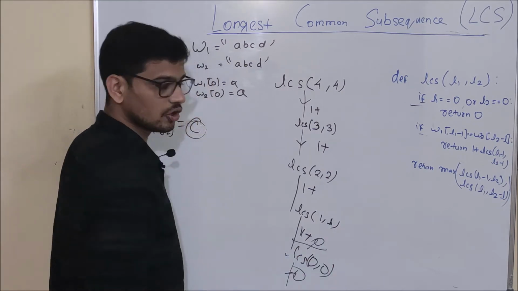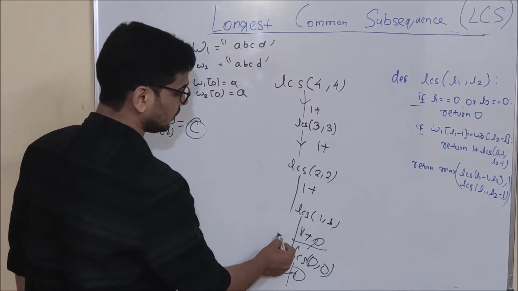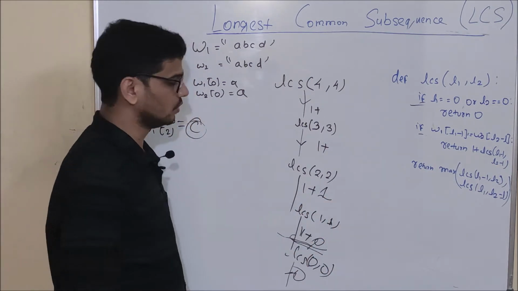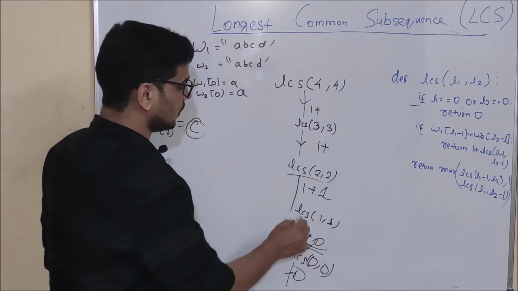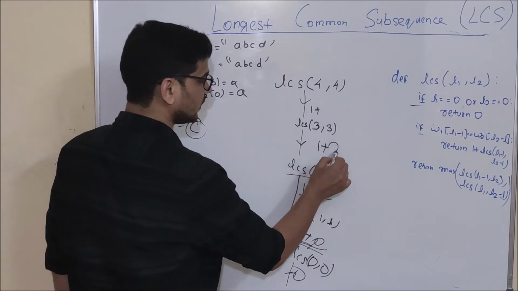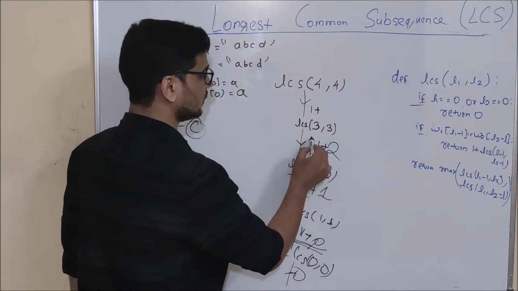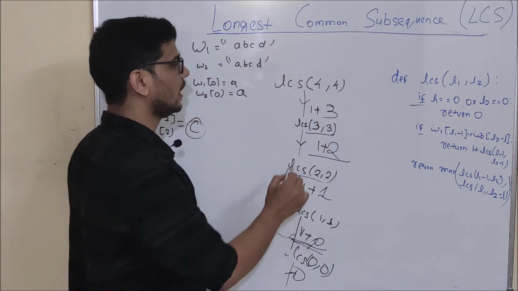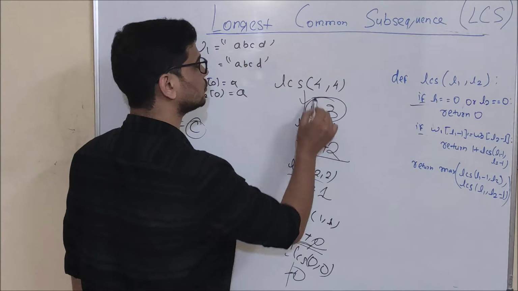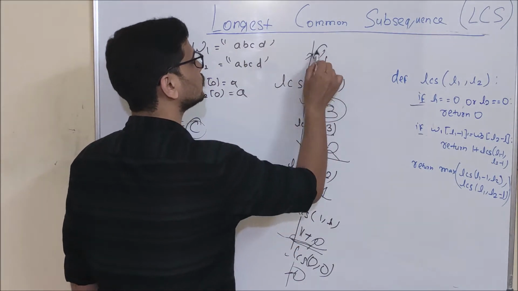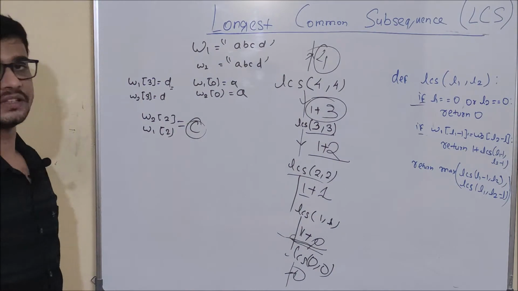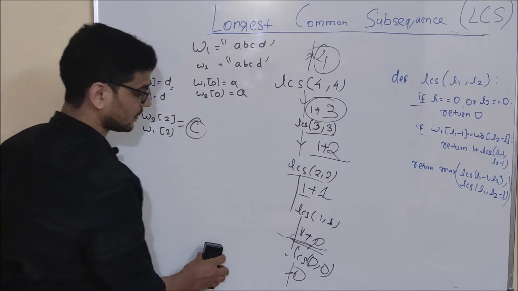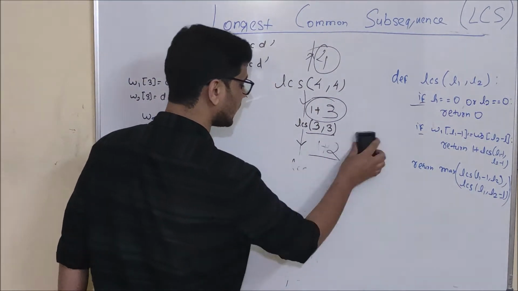Then LCS of 1 comma 1 will sum it up and return 1 to LCS of 2 comma 2. Then LCS of 2 comma 2 will sum it up and return 2 to LCS of 3 comma 3. Then LCS of 3 comma 3 will sum it up and return 3 to LCS of 4 comma 4. And after that LCS of 4 comma 4 is going to sum it up and return 4 as the answer. This is the best case, that is, when the two strings have all characters in common, that is, when both the strings are equal.